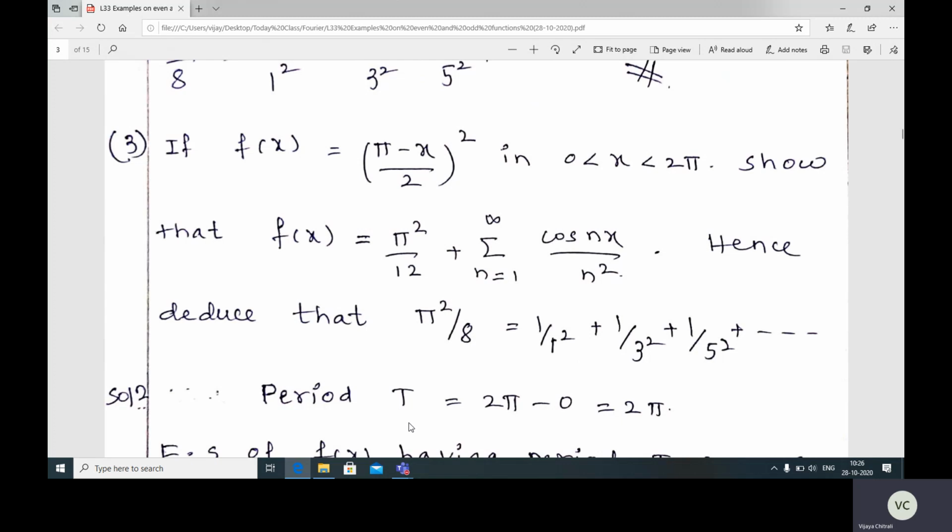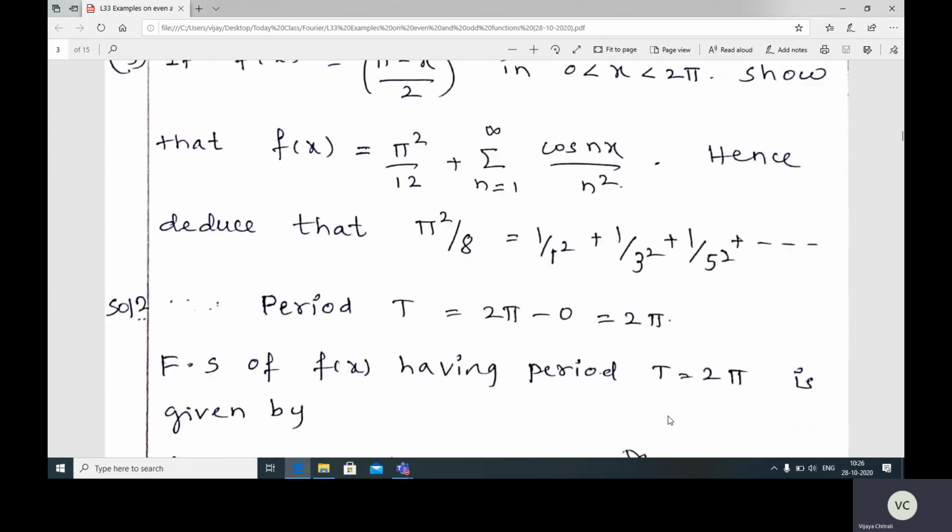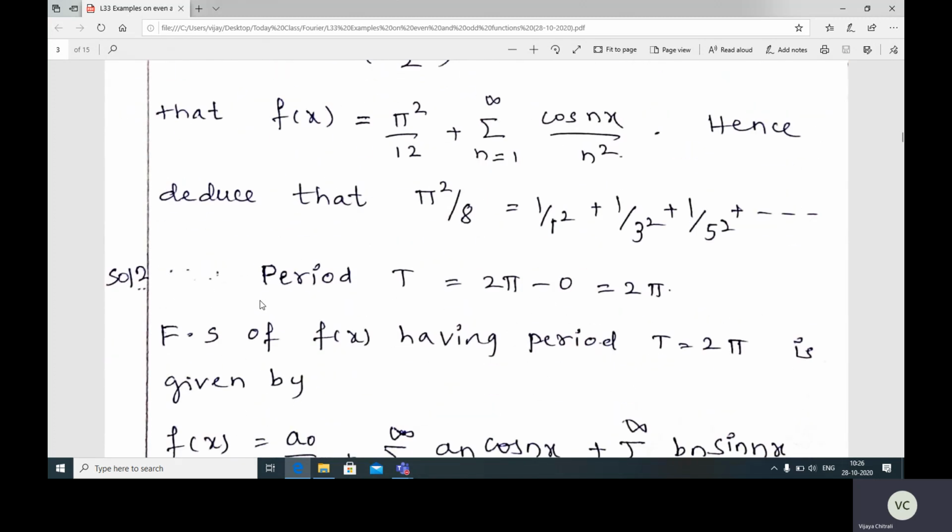Now, first, we need to calculate the period. We need to find the period. So what will the period always be here? It is b minus a. The interval is given as x lies between 0 to 2 pi. So here a is 0 and b is 2 pi. 2 pi minus 0 is equal to 2 pi. So for this function, the period T is 2 pi.